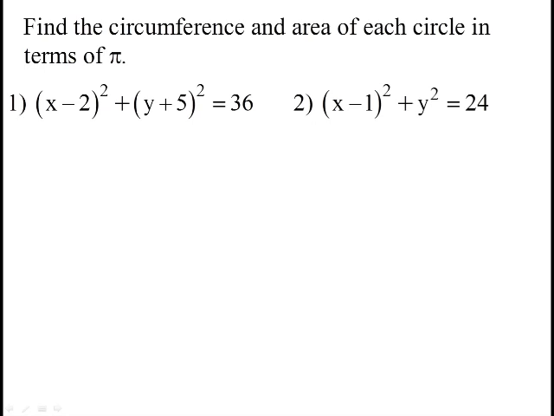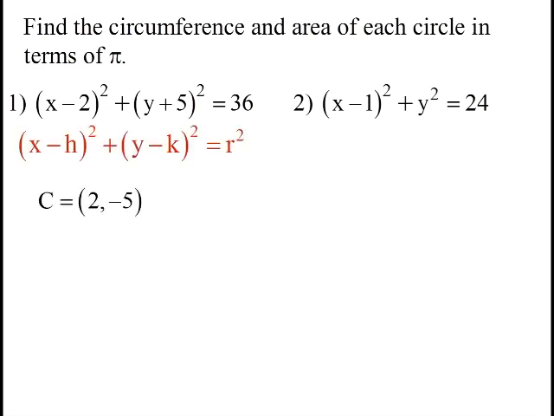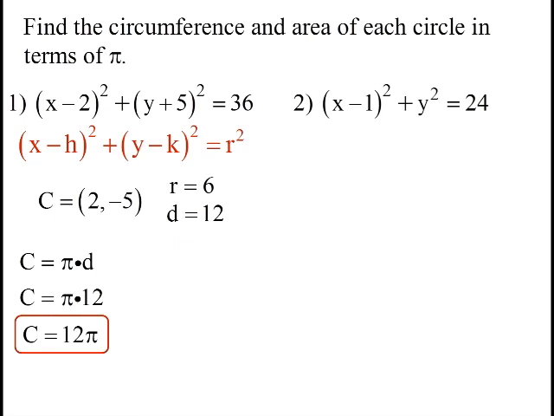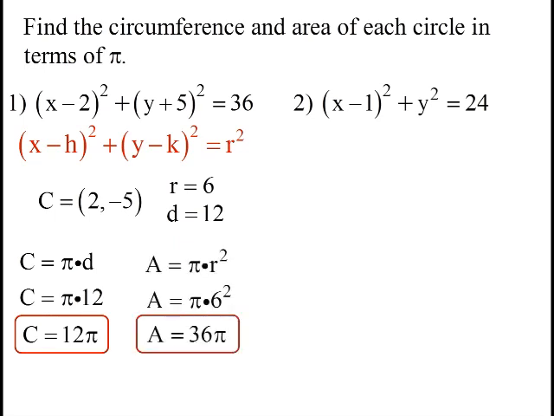Okay, so here we need to find the circumference and area for each circle in terms of pi. All we really need for this is the radius. So the center doesn't really affect anything here. The radius we can tell is going to be 6. The square root of 36 is 6. Diameter will be double that. So circumference formula is pi d. Diameter is 12, so that'll be 12 pi. Area formula is pi r squared. Our radius is 6, so that's going to be 36 pi.